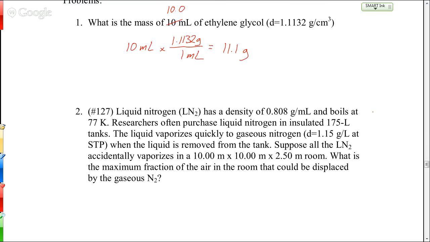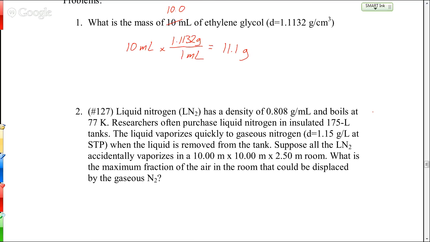So, all right, anyway, you buy it in these huge tanks. We've got a tank over in the instrument room, you can see, a big 175-liter tank. And the liquid vaporizes to gaseous nitrogen, and gaseous nitrogen has a density of 1.15 grams per liter. So note the unit change. The liquid nitrogen's density was given in grams per milliliter. The gas nitrogen's density was given in grams per liter, because gas is so much less dense that the numbers in grams per milliliter would be really, really small.